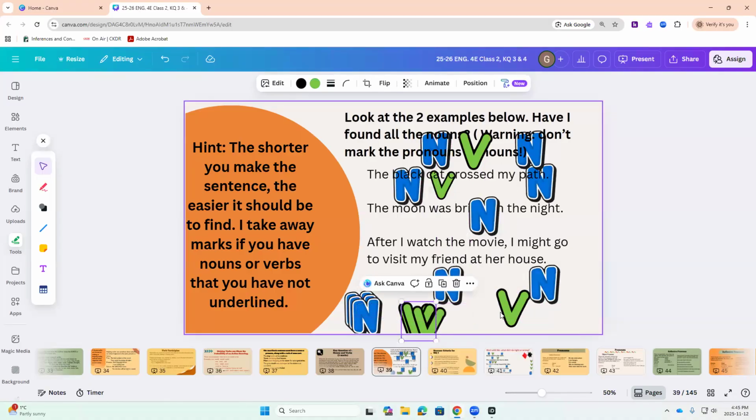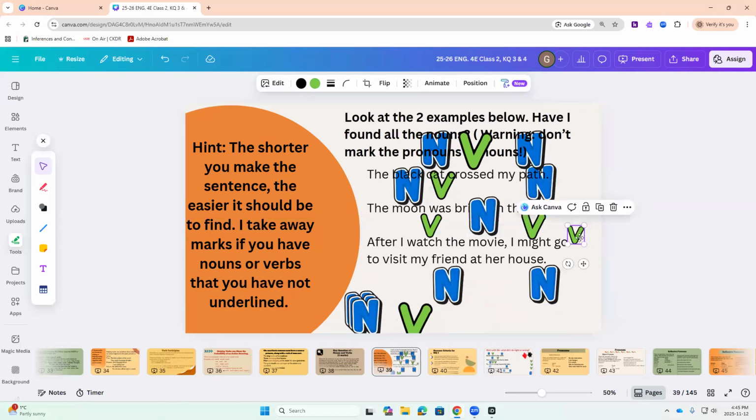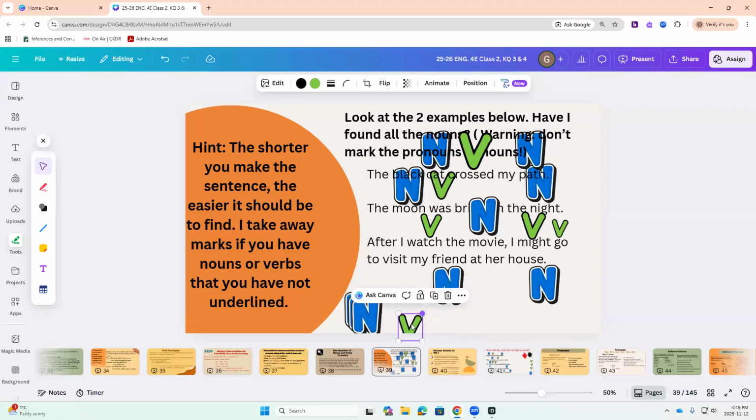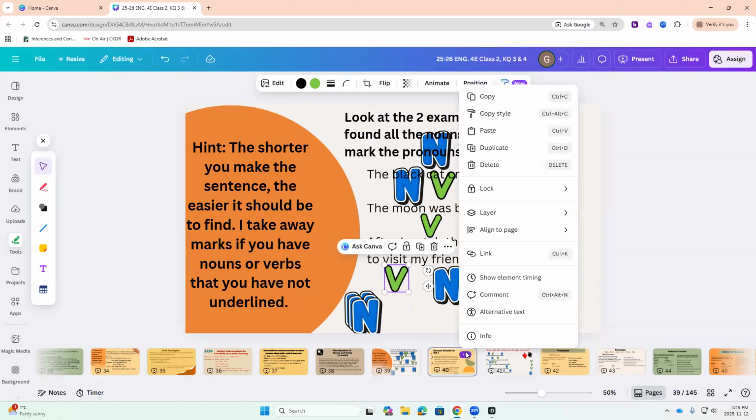Okay, what about verbs? So watch is a verb. Might go. Might is a verb. And so is go, right? Visit is also a verb. So see how many more there are because I wrote a longer sentence. The longer a sentence you write, the more likely it is you're going to miss some. It's just the case, right?